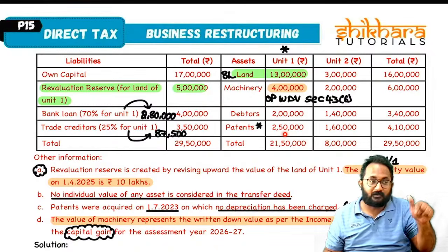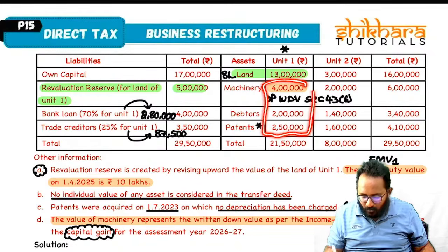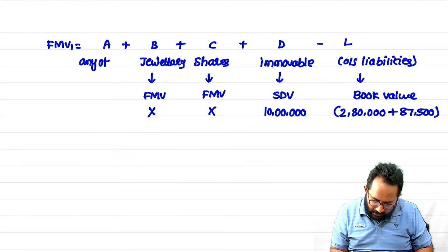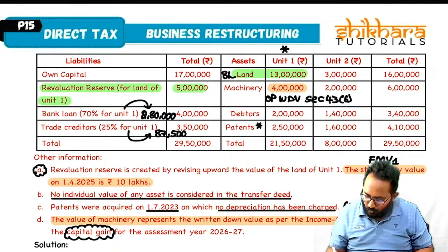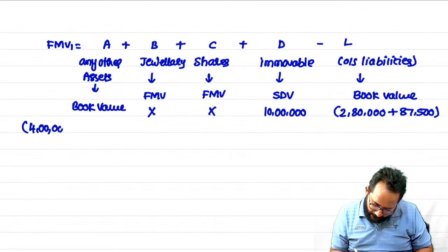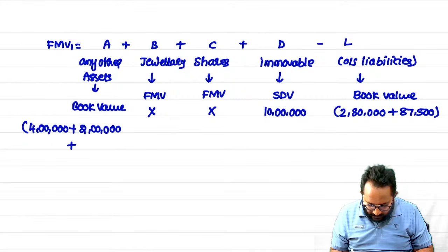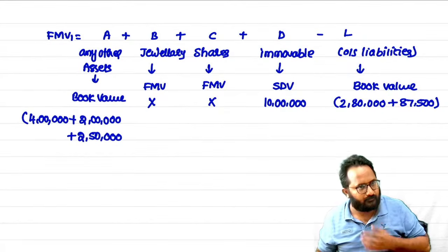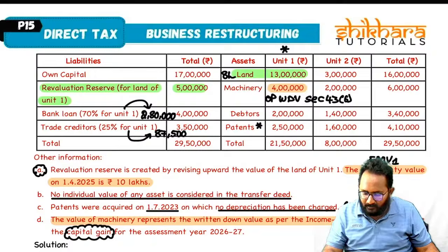You know already this 2 lakh 50,000 is wrong, because depreciation was not charged. We don't want to check that. What is the book value? Please do the total: 4 lakh, 2 lakh, 2 lakh 50,000. Any other assets? What value? Book value. Even though that is wrong we can't do anything. Please take book value only. Please simplify and tell me what fair market value 1 you will get.